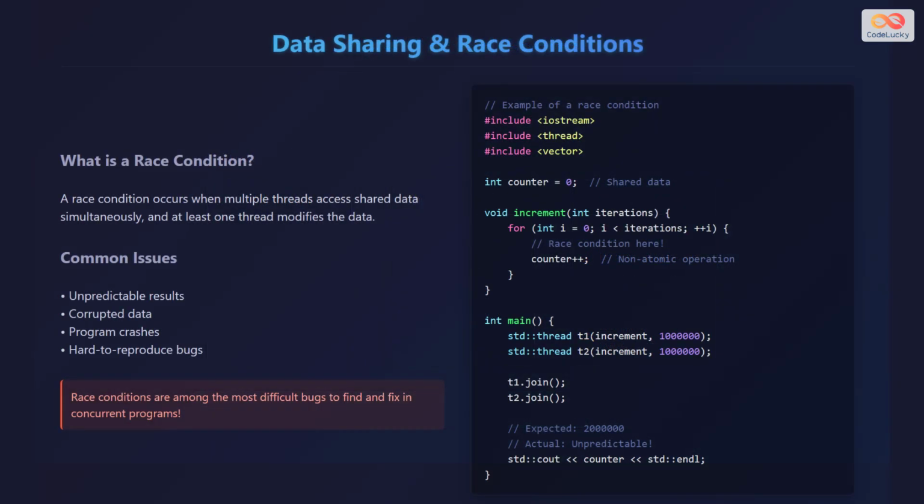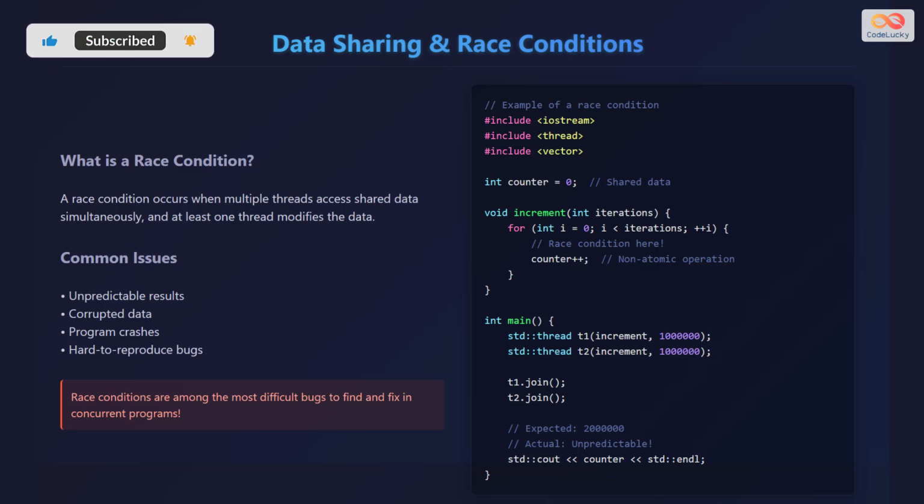Now let's delve into data sharing and race conditions. A race condition occurs when multiple threads access shared data simultaneously, and at least one thread modifies the data. This can lead to unpredictable results, corrupted data, program crashes, and hard-to-reproduce bugs. Race conditions are among the most challenging bugs to find and fix in concurrent programs.